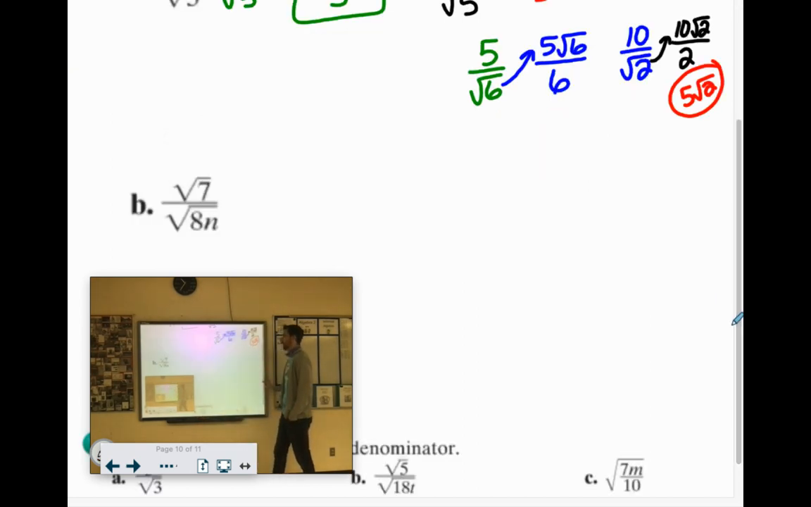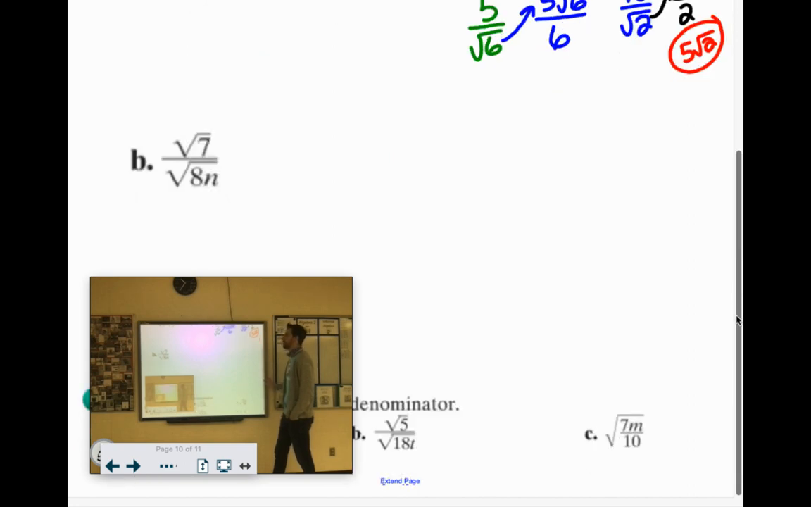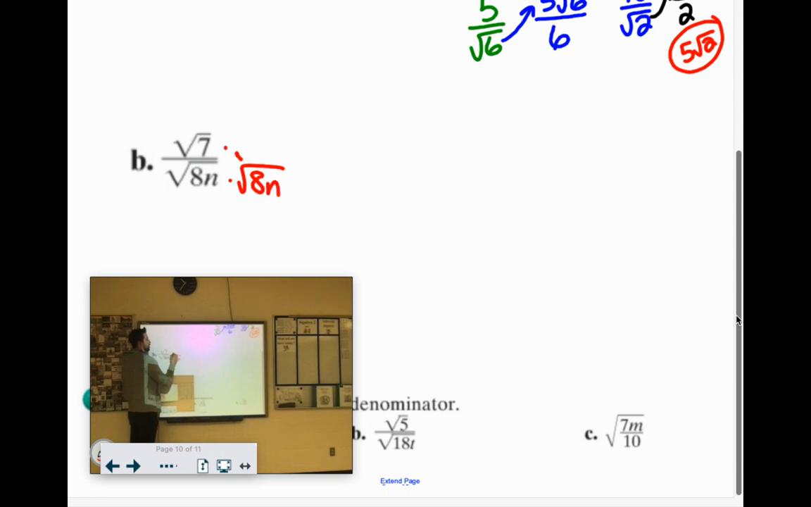Let's try some more that they have here. So root 7 over root 8n. So again, I'll show you the ways I can do this, and then choose which way you like better. So the best backup way is to always just multiply it by itself. Times root 8n times root 8n. Now denominator, the square root of 8n times the square root of 8n would be just regular 8n.